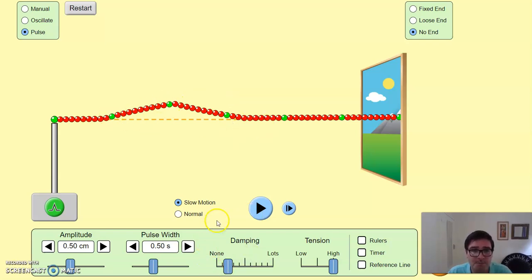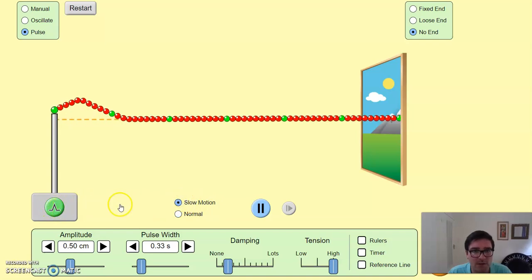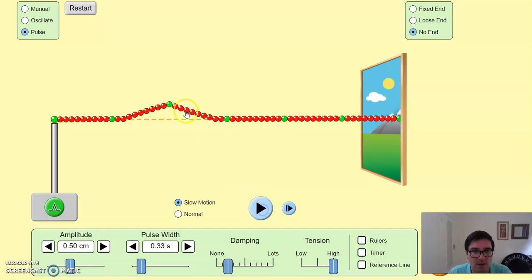Okay, so if I decrease the pulse width, let's just let that one go. Okay, so in slow motion again, I've decreased the pulse width. Okay, so now you will see my pulse length is not as long. It's a bit shorter. Okay, so we've got three important concepts that we have to remember.